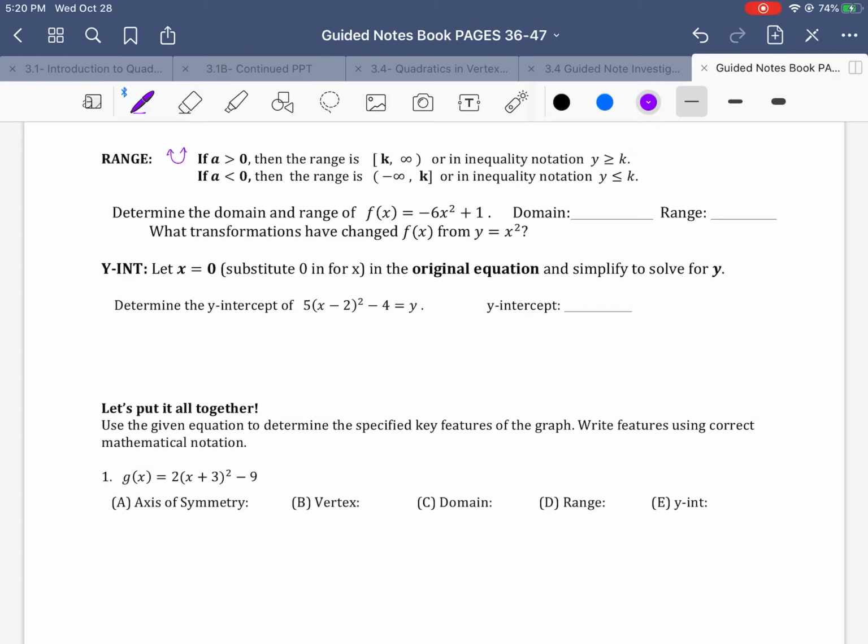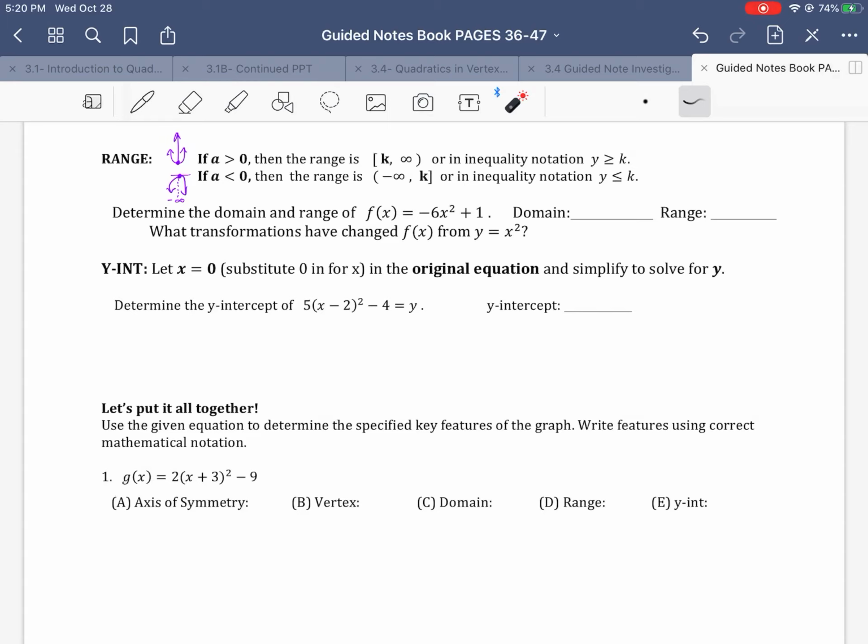So again, if it opens up, the a value is bigger than 0, it's positive, then the range is going to be from that k value up to infinity, right? It goes up forever, so you have that written right there, k to infinity. If it's upside down, now your range is coming from negative infinity and it's coming all the way up, and then it stops at the highest point on the graph. So that's negative infinity to k.